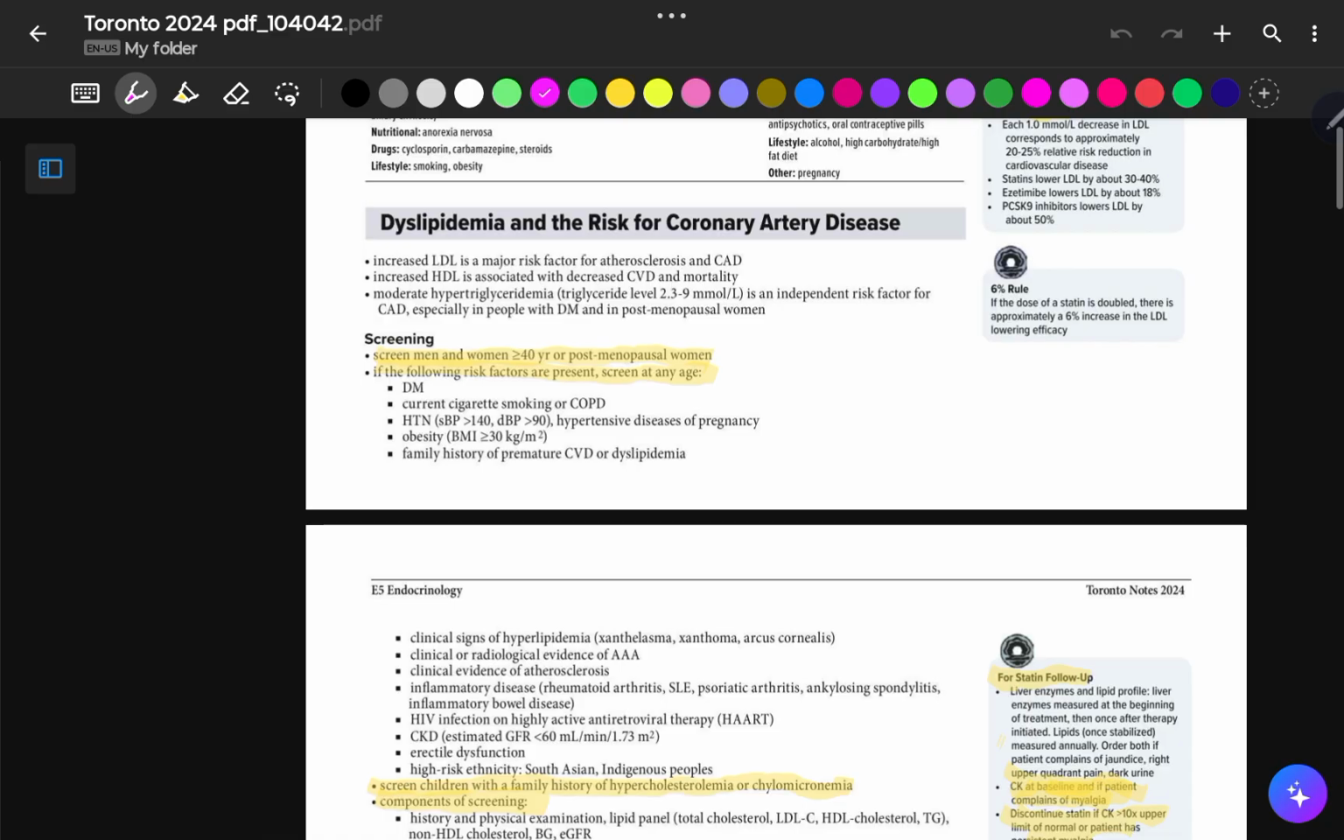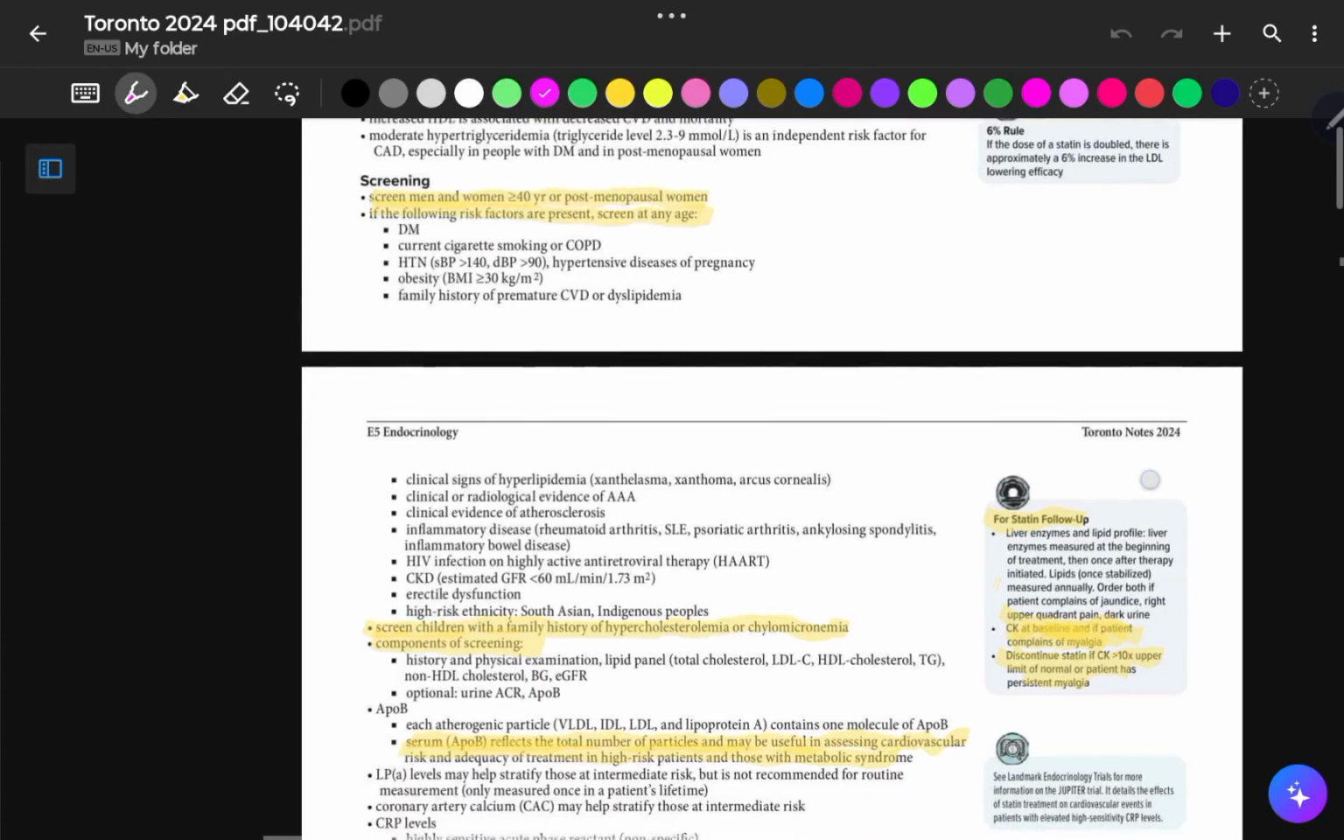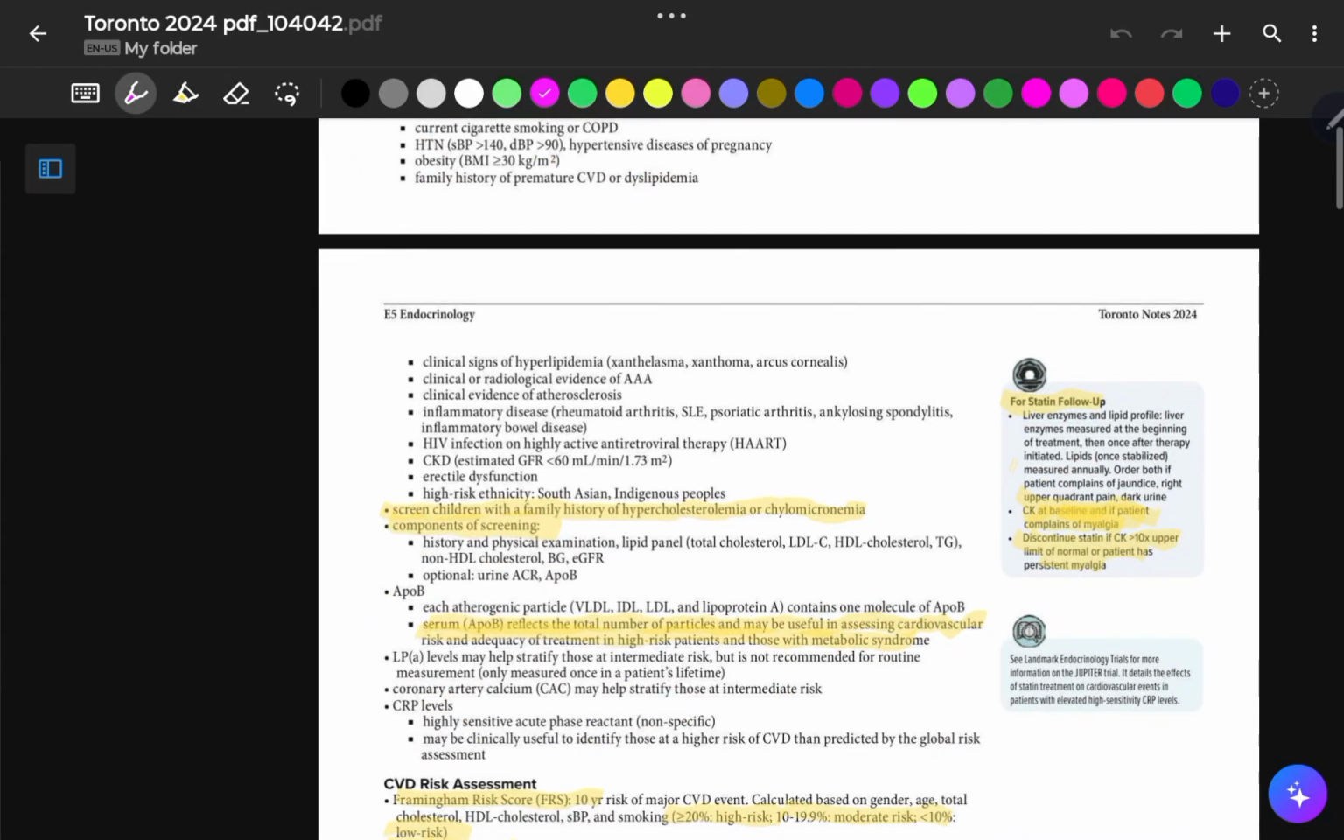But if they don't have any risk factors as spoken above, then you screen them from the age of 40 years old and above, or if they're postmenopausal women. All right. So screen children with family history of hypercholesterolemia or chylomicronemia. If a child has a family history of hypercholesterolemia or chylomicronemia, you need to screen them as well.